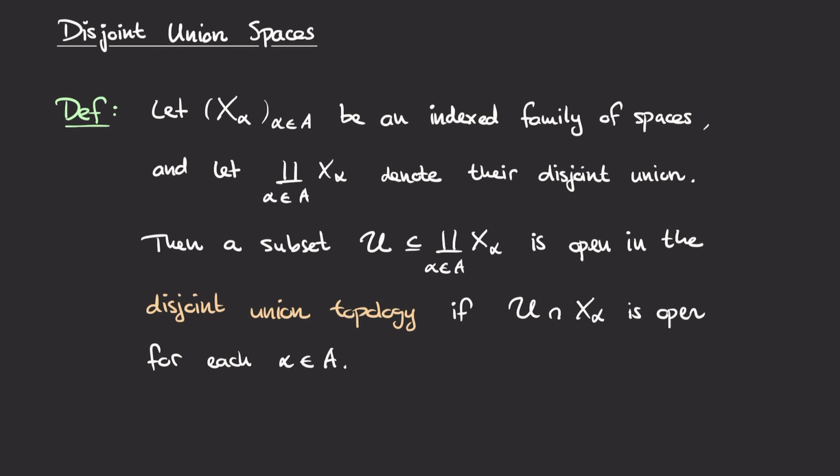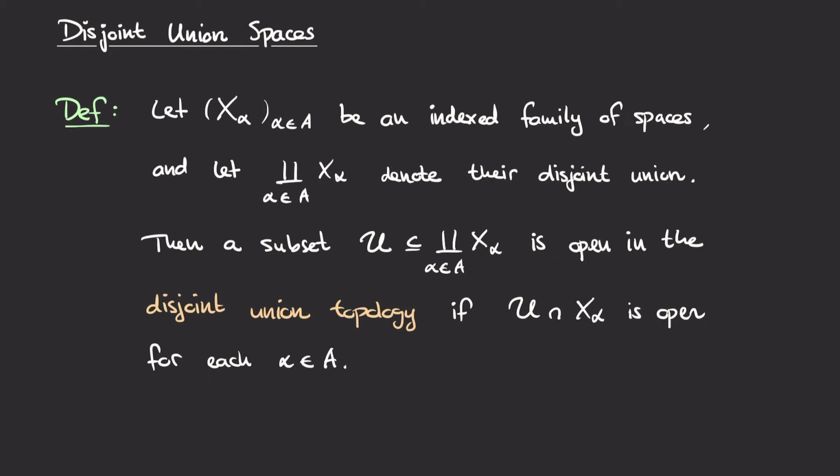We are now ready to state the definition for the disjoint union topology. For this, suppose that X_alpha, where alpha lies in some index set capital A, is a family of topological spaces. Then we denote their disjoint union by this square cup symbol that we've already seen. We now put a topology on this space as follows. Given a subset U of the disjoint union, we declare it to be open if and only if its intersection with each of the spaces X_alpha is open in the corresponding space X_alpha.